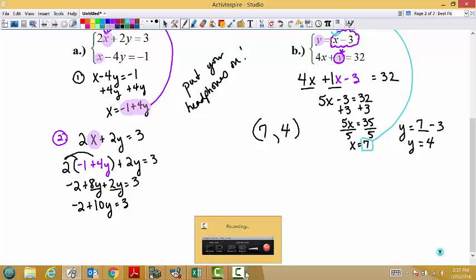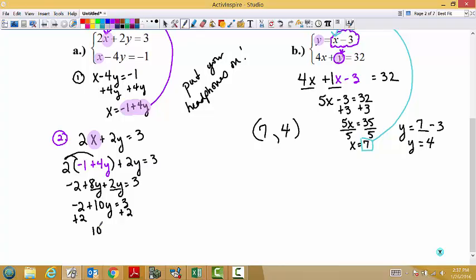So, how do you get rid of negative 2? You add 2. So you got 10y equals 3 plus 2 is 5. Solve for y, divide by 10, both sides. So y equals 1/2.